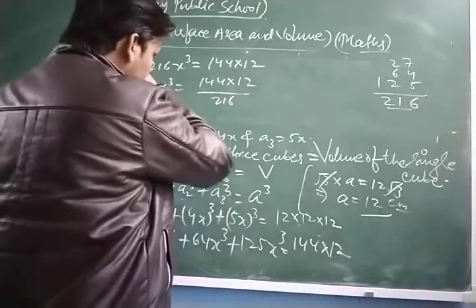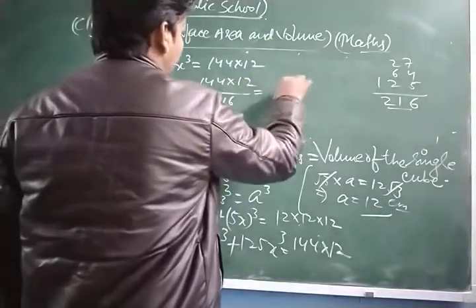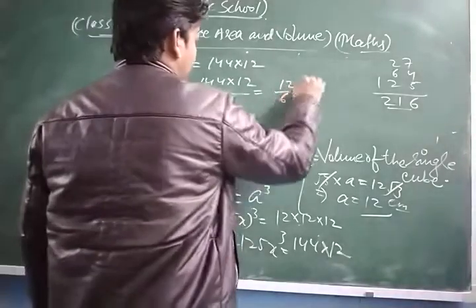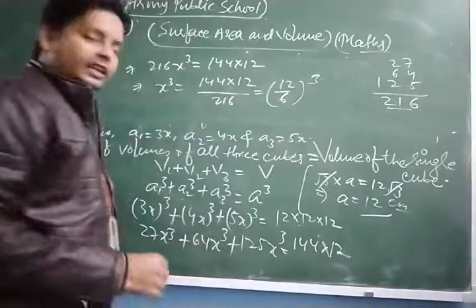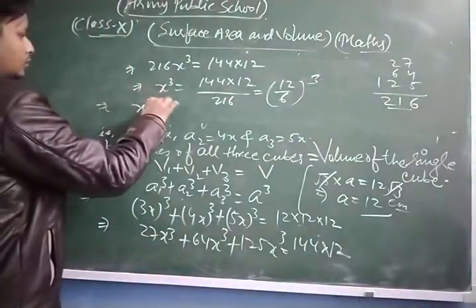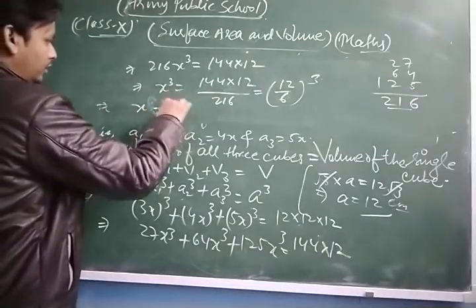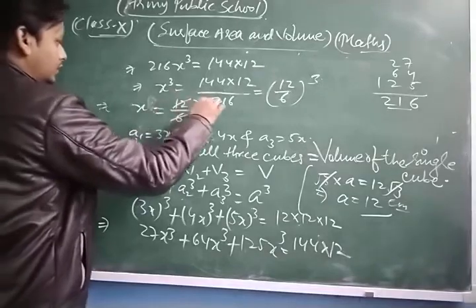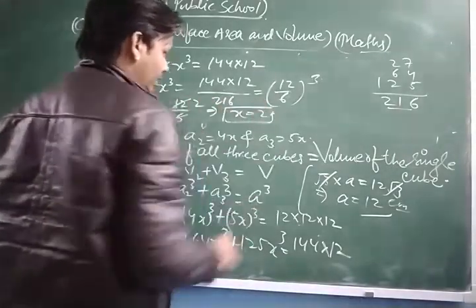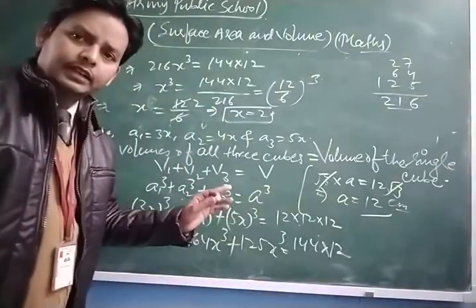Now we can write this as 12 upon 6 whole cube. So this implies that x cube is equal to 12 upon 6, that is 6 to the 12. So the value of x is what? 2. Thus, in this way we find the value of x, that is 2.